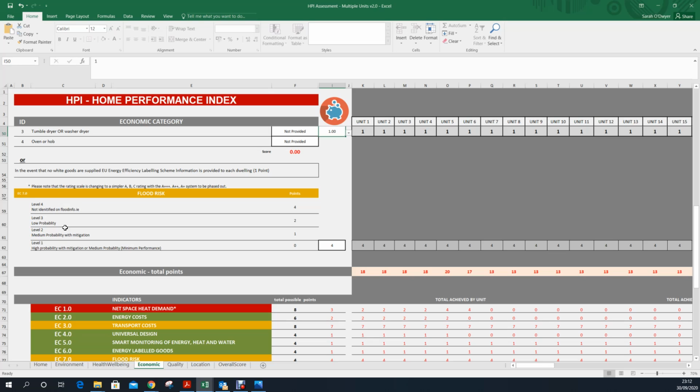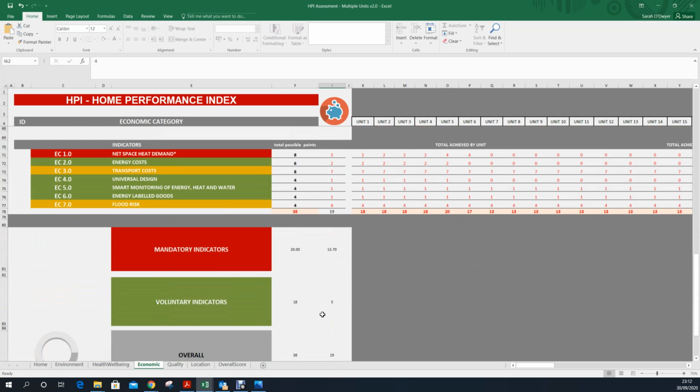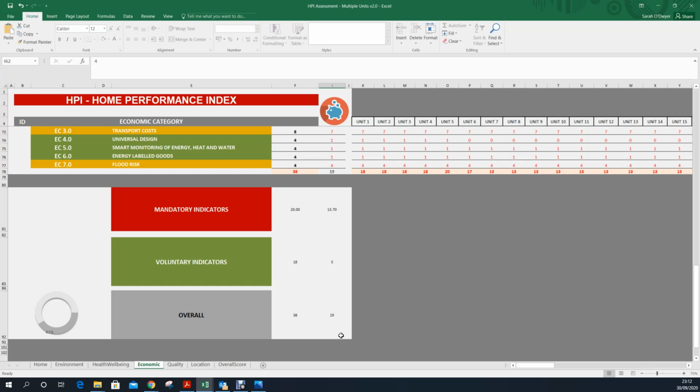So if you're not in a flood risk zone, which let's assume this one is, you put in your 4 points, and again that applies across the board. So we're getting a 19 out of 30. We're constantly hitting about half here. Okay.